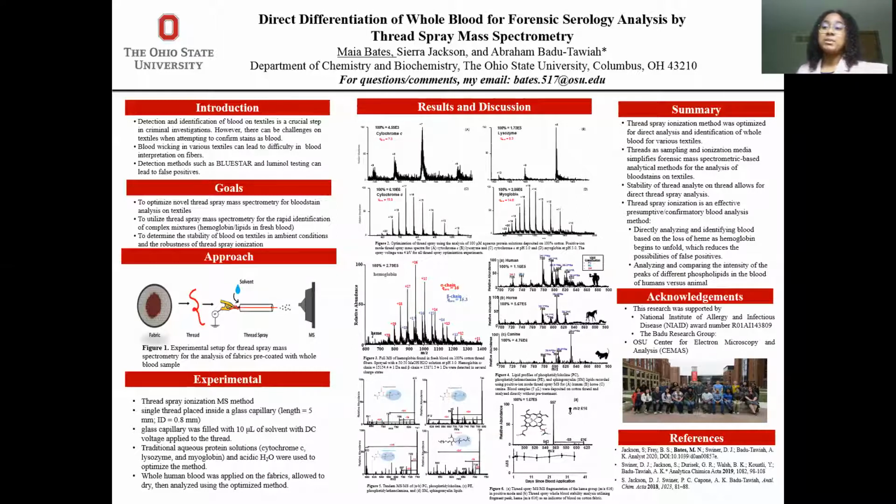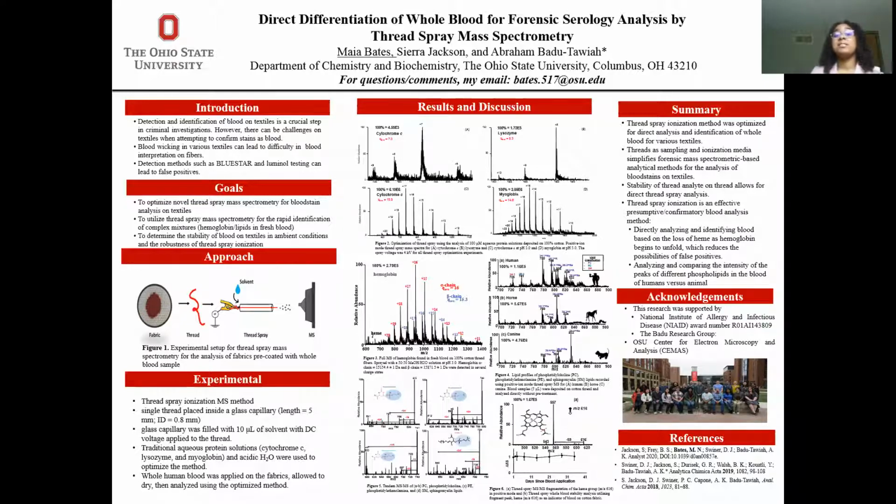This method was optimized using various large proteins in their native and denatured states, as shown in Figure 2, and then on whole blood dried onto fabric in Figure 3. The loss of the heme cofactor of hemoglobin was used as a presumptive identifier of blood, and this reduces the possibility of false positive results.